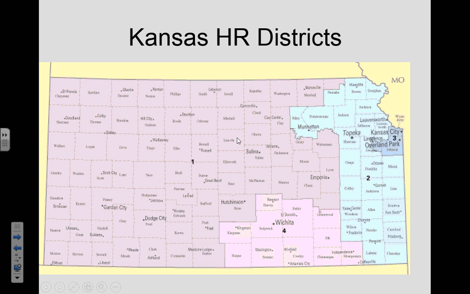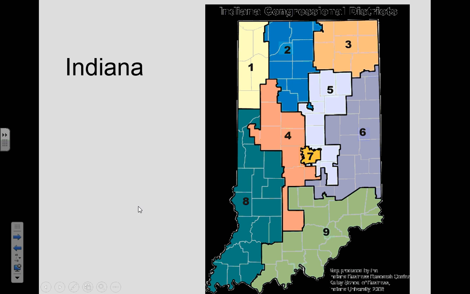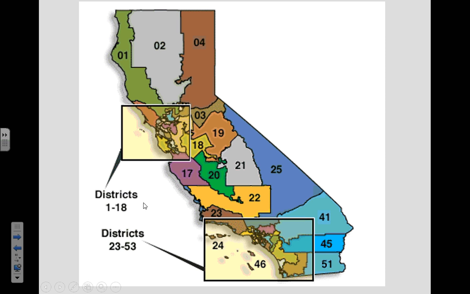Kansas. These are their districts. District 1 in western Kansas is the least populated. So all of District 1 is equivalent in population to everybody in District 4, which is equivalent to District 3. Indiana, again, same concept. California, again, same concept.